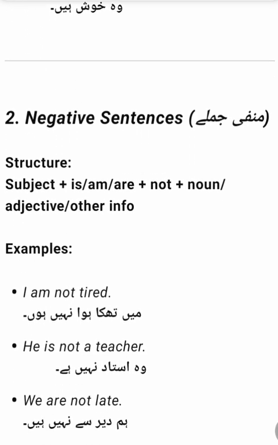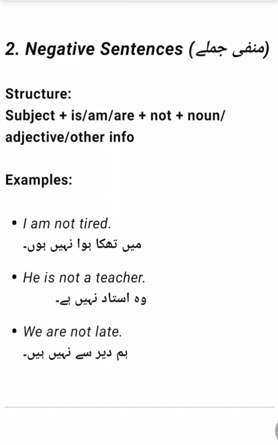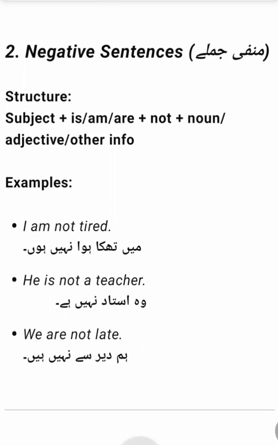2. Negative sentences. Structure: subject, is/am/are, not, noun, adjective, other info. Examples. I am not tired. He is not a teacher. We are not late.